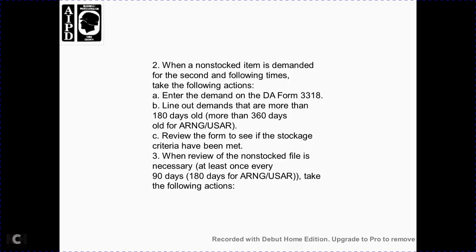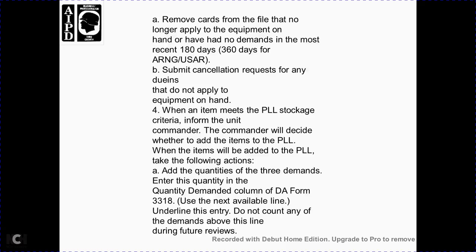When the non-stock item has a second demand, take the following action: enter the demand on the DA Form 3318, and line out any demand more than 180 days old, or more than 360 days old for the Army National Guard and U.S. Army Reserve. Review the form of the stock to see whether these criteria have been met. Review the non-stock file as necessary, at least once every 90 days, or 180 days for Army National Guard and U.S. Army Reserve. Take the following actions.